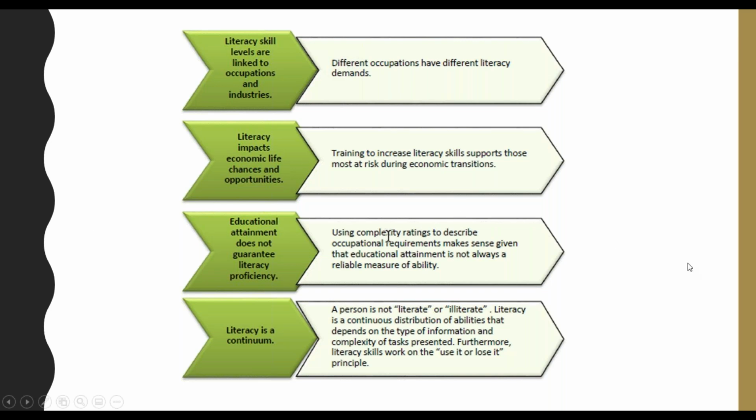So using complexity ratings to describe occupational requirements makes sense, given that educational attainment is not always a reliable measure of ability. So the essential skills give you another vehicle to determine whether or not people have the skills they need, because those essential skills and the complexity levels are matched up to actual occupations. And literacy is a continuum. So a person isn't literate or illiterate. Literacy is a continuous distribution of abilities that depends on the type of information and the complexity of tasks presented.